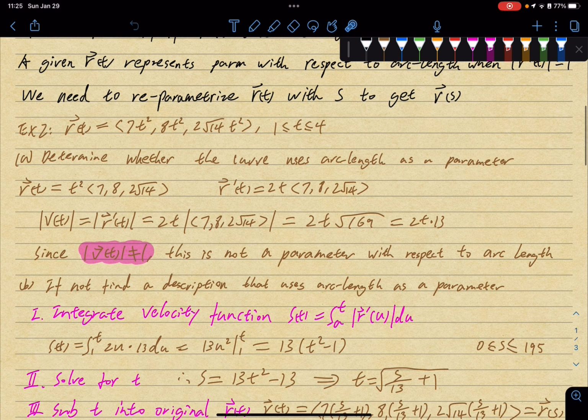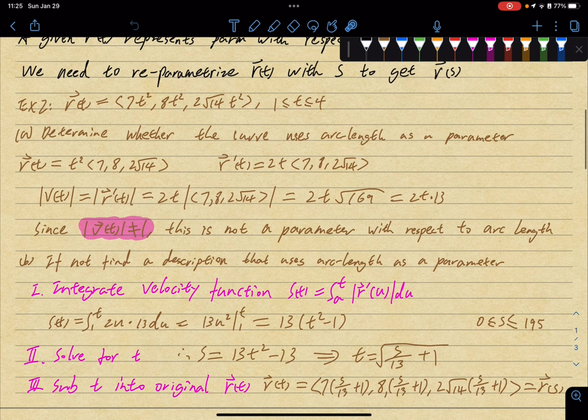If it's not, then how can we turn this into a parameterization with arc length? What we can do is, we just found our velocity function, so we can integrate it. Actually, never mind. Instead of calling it velocity, I think you should just call it speed, right? So speed is the magnitude of velocity.